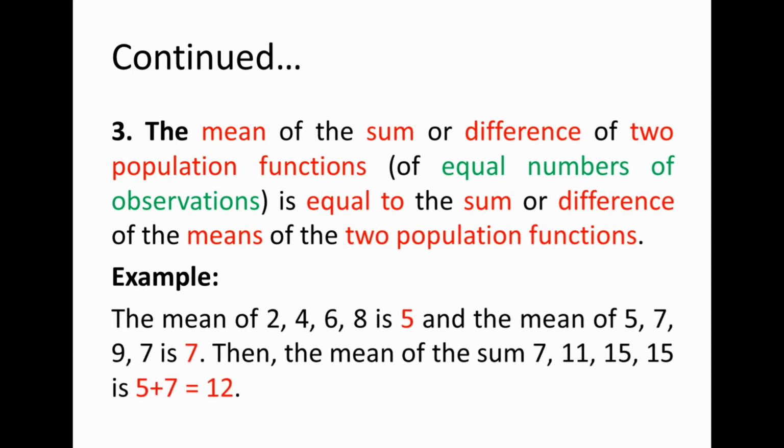The mean of 2, 4, 6, 8 is 5, and the mean of 5, 7, 9, 7 is 7. Then the mean of the sum, which is 7, 11, 15, is 12. 12 is 5 plus 7, which equals 12.